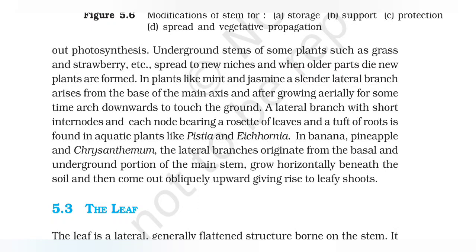A lateral branch with short internodes, and each node bearing a rosette of leaves and a tuft of roots, is found in aquatic plants like Pistia and Eichhornia. In banana, pineapple and chrysanthemum, the lateral branches originate from the basal and underground portion of the main stem, grow horizontally beneath the soil, and then come out obliquely upward, giving rise to leafy shoots.